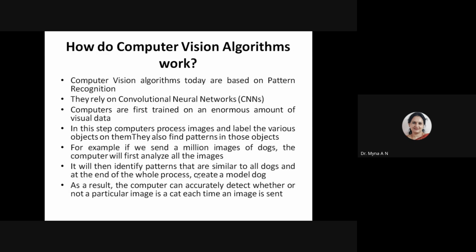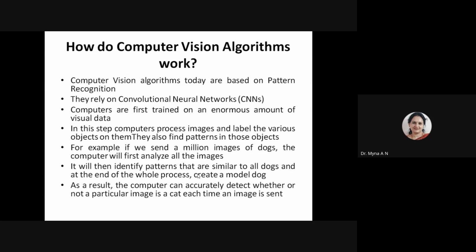Computer vision algorithms today are based basically on pattern recognition. They rely on convolutional neural networks. Computers are first trained on an enormous amount of visual data. Training is a very important task, because in artificial intelligence, as we know, we cannot write an algorithm to recognize our face. A direct logic for recognizing our face is impossible to write.